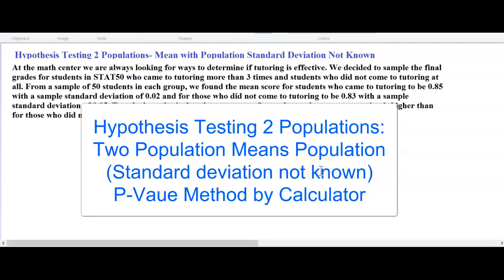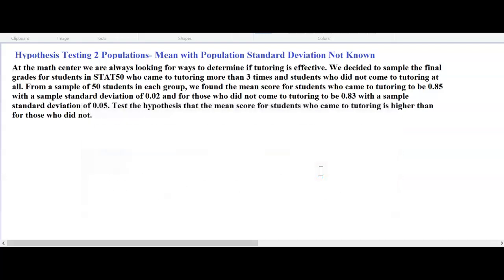Hypothesis testing, two populations. Mean with population standard deviation not known. So, at the Math Center we are always looking for ways to determine if tutoring is effective. We decided to sample the final grades for students in Stat 50 who came to tutoring more than 3 times, and students who did not come to tutoring at all.